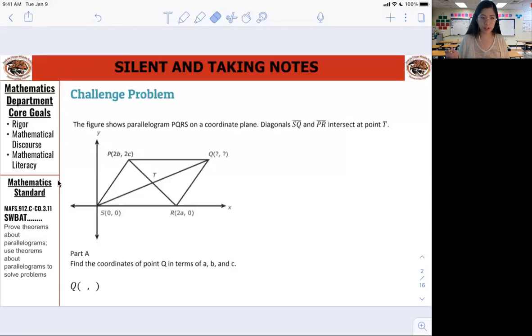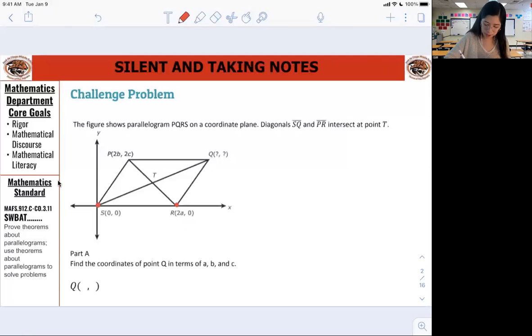So first thing I want us to notice is that S is at 0, 0. S is at 0, 0. How do we know that R is also at something, 0? Okay, it's on the x-axis. That's exactly correct, what Perla said. It's on the x-axis, so that's going to be something, 0.